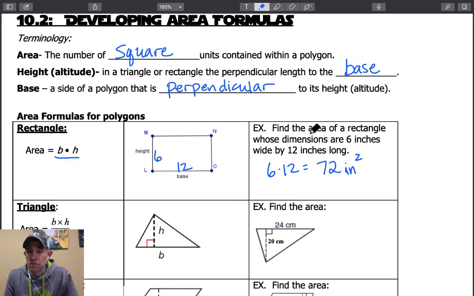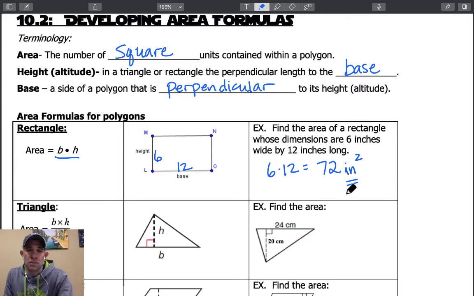So our first example says to find the area of the rectangle whose dimensions are 6 by 12 inches. We're simply going to take 6 multiplied by 12 and get our 72. Now, since we're talking about area, and area is a measurement of the number of square units contained within a polygon, then our unit should be inches squared.